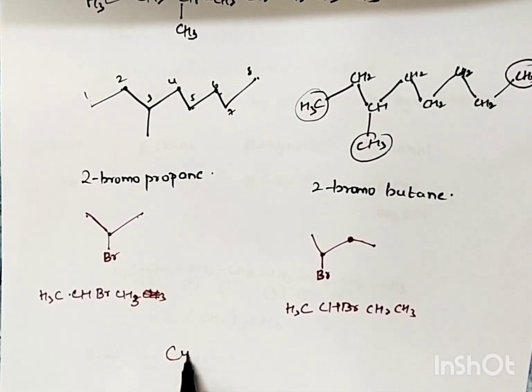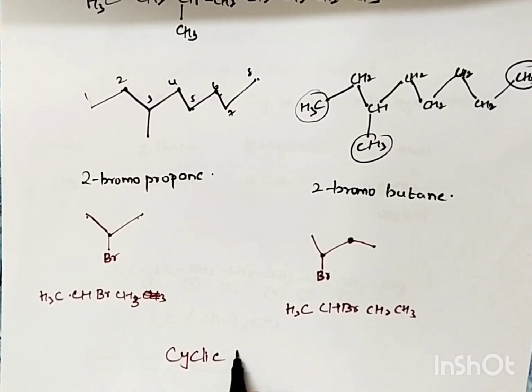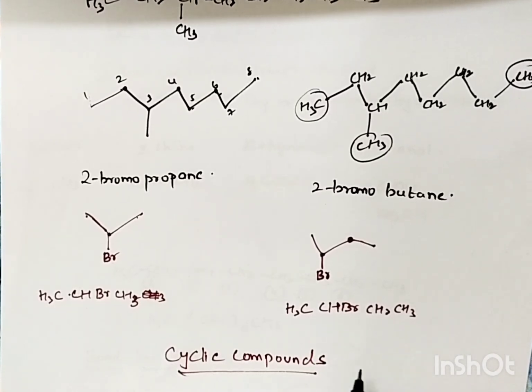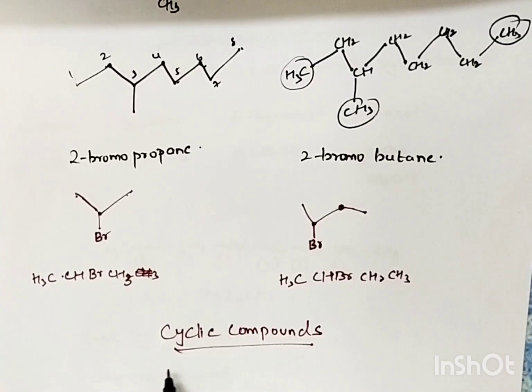Now let's look at how to write cyclic compounds, how to represent the structure of cyclic compounds. So let's see bond line structures.